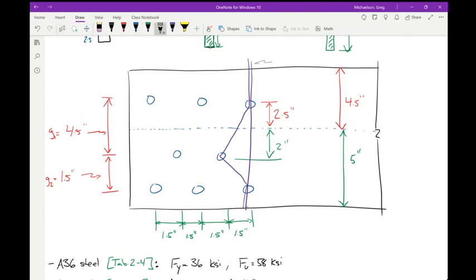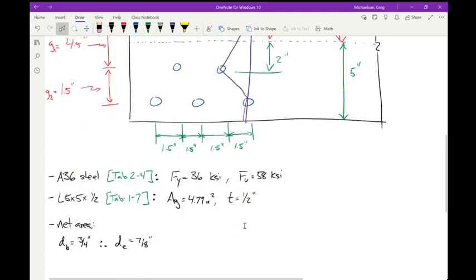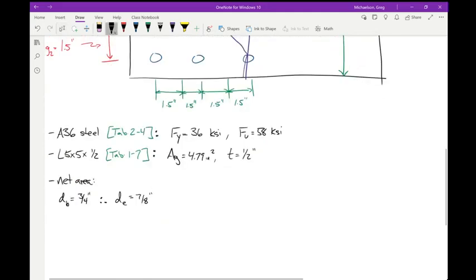Okay. So we have two different paths to consider. We'll call this path 1, and we'll call this path 2. Path 1 is going to be just the gross area minus 2 bolt holes, and then path 2 is going to be the gross area minus 3 bolt holes, but I'm going to add 2 stagger factors, and those stagger factors are going to be different. So let's see if we can reason through this.